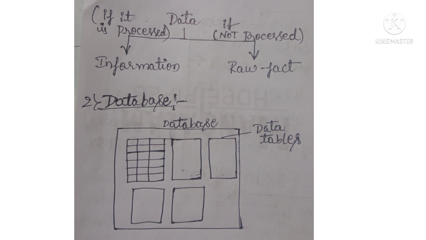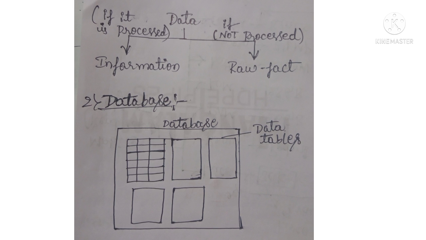Data is subdivided into two types: information and raw fact. If data is not processed, it is called raw fact. If data is processed, we call it information. What do you mean by processed? If the data describes a real world object through features of the real world object, it is called processed. If it is not processed, we call it raw fact. If it is processed, we call it information. Information always contains data, but data is not always information.